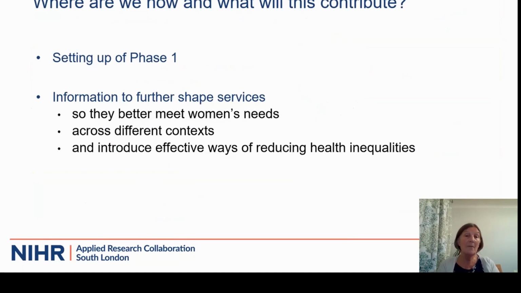Well, we're setting up phase 1, and what will this contribute? Well, hopefully it will contribute information to further shape maternal mental health services so they better meet women's needs across different contexts, and they introduce effective ways of reducing health inequalities.